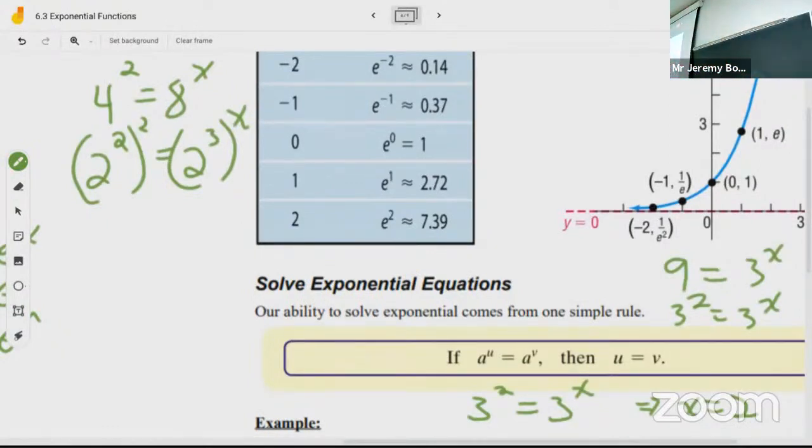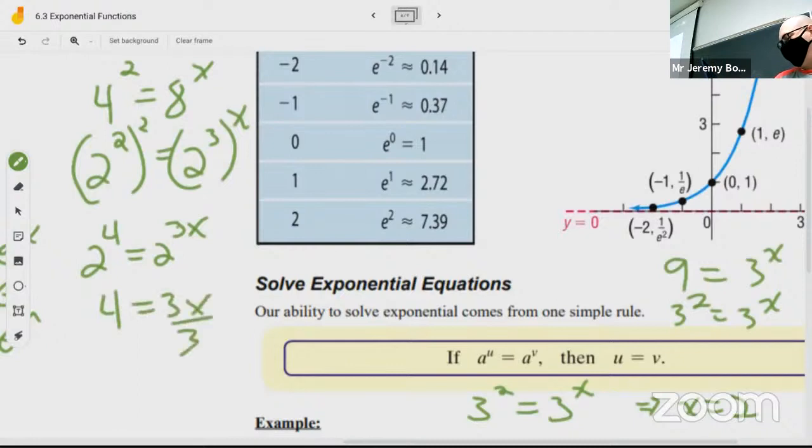And so now I'm almost there. What do I do with these exponents here? Anybody remember? Yeah. Close. You multiply. So it's going to be 2 raised to the 4th is equal to 2 raised to the 3x. And now, since I have the same bases, I have a base 2 on both sides, that means their exponents have to equal each other. So 4 has to equal 3x, which if I solve for x is going to equal 4/3.